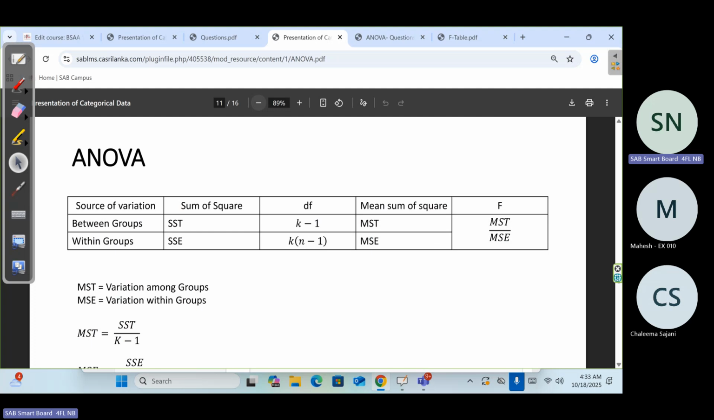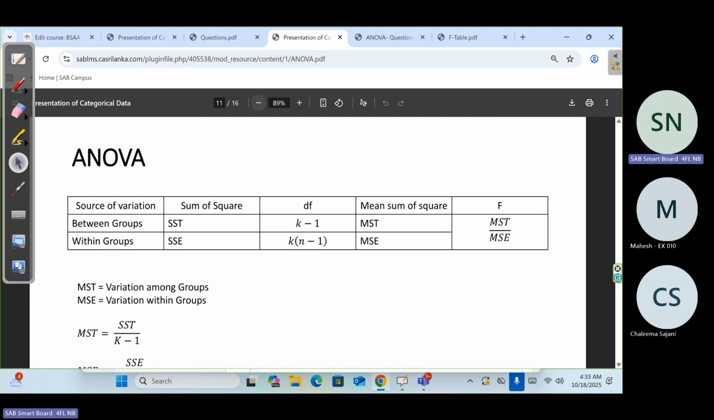We need to identify how many groups are there. If we look at something between groups, all we need to know is how many groups there are, right? Here we take how many groups are there. Understood? Then K means what? How many groups are there? K minus 1. It means 3 minus 1. Understood? Okay.